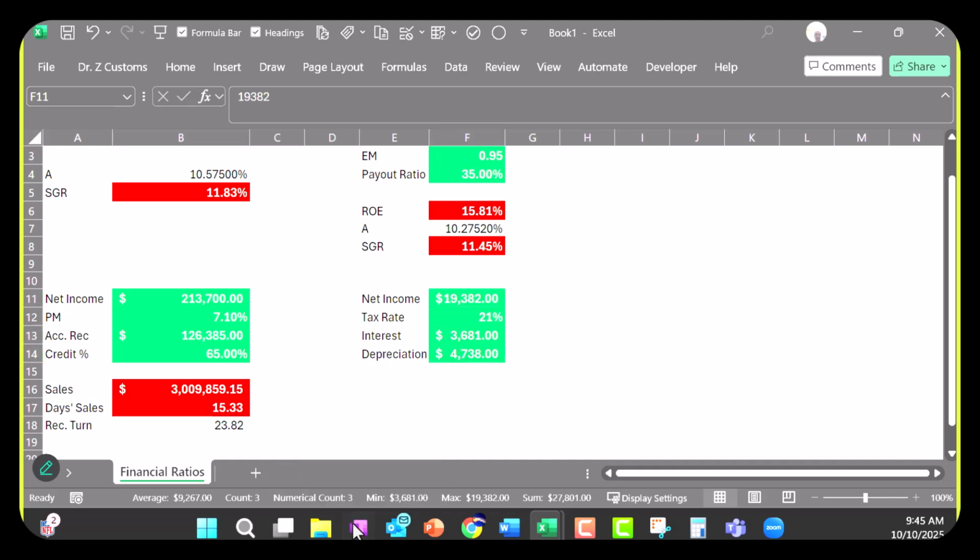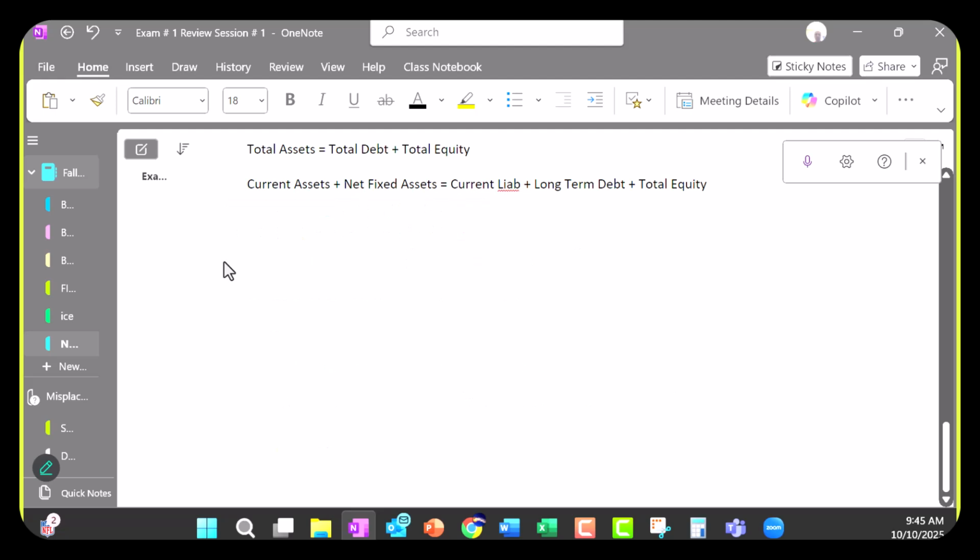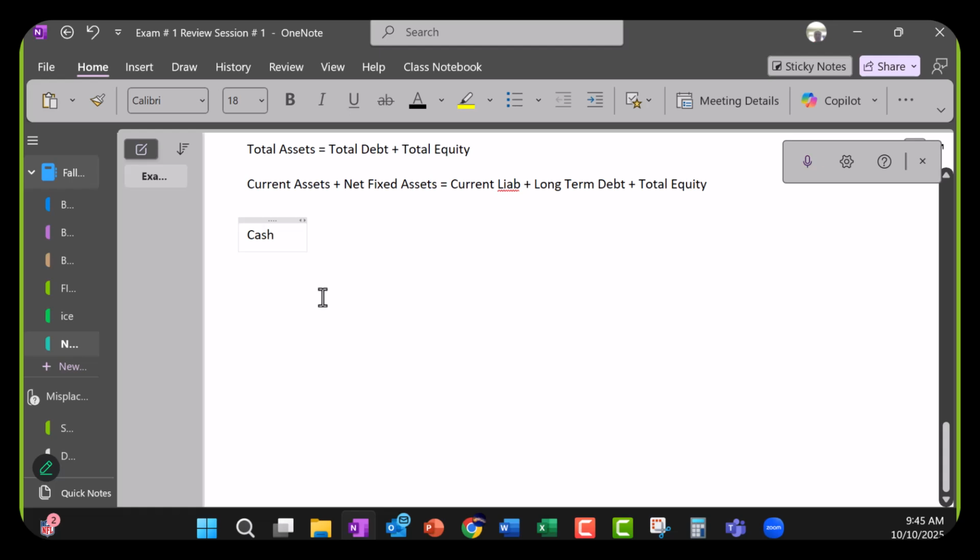Okay, let's write down the definition of cash coverage ratio. Let me get rid of these since we're going to ignore them. Cash coverage ratio is earnings before interest and taxes plus depreciation. Actually, it's EBITDA divided by interest, right?